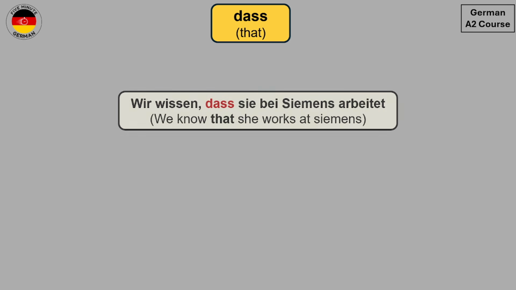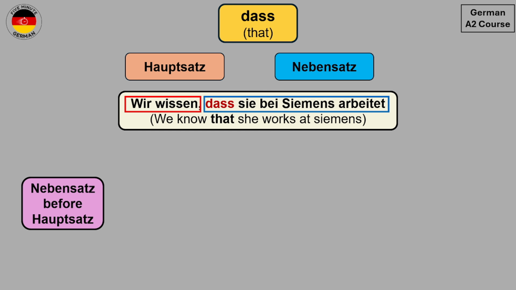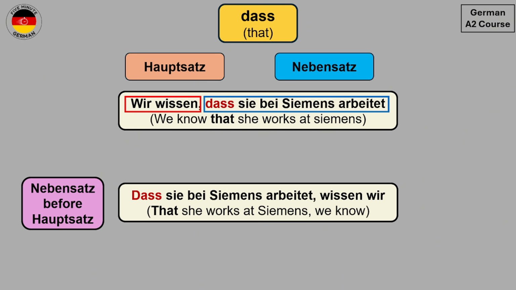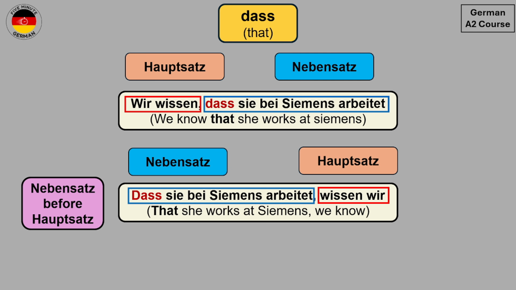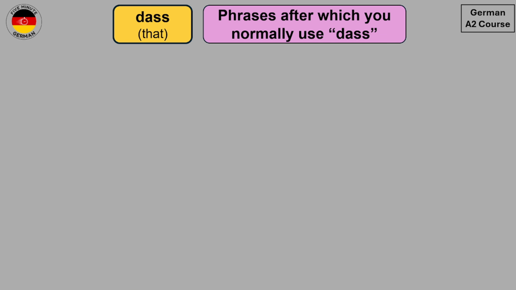Now in the examples that we have seen until now, we always had the Hauptsatz at the start and the Nebensatz came after it. However, similar to while, the Nebensatz can also come before the Hauptsatz when we use thus. So for example, the sentence above can be written as Dass sie bei Siemens arbeitet, wissen wir. That she works at Siemens, we know. Now over here you see that the Nebensatz comes at the start and the Hauptsatz comes after it. So this structure is also acceptable, but it is not commonly used. So that's why my suggestion would be that it is better to avoid using thus at the start. Now let's take a look at a few phrases after which you normally use thus.